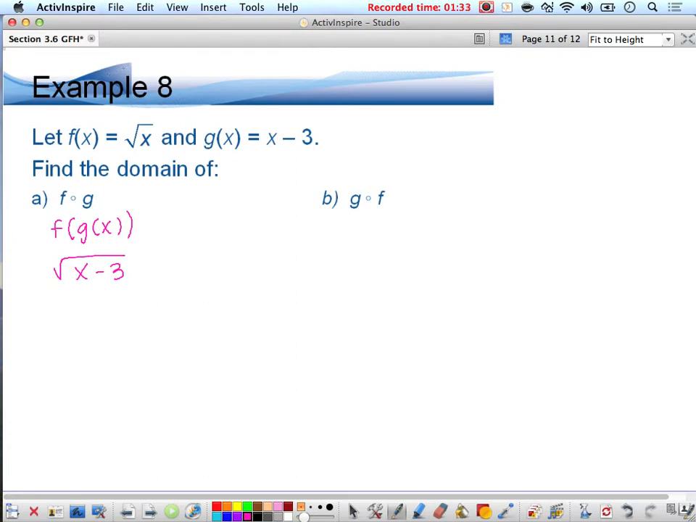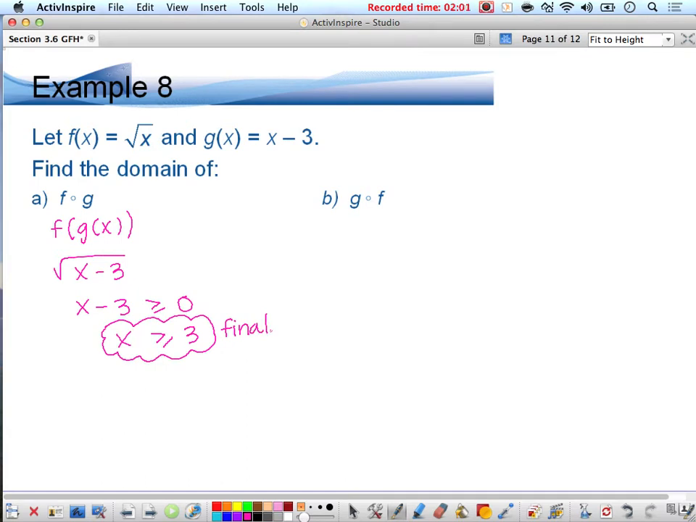Now, we want to find the domain, so we have to consider a couple of things. First, we have to find the restrictions on that final answer. If I look at that, this requires that what's under the radicand be greater than or equal to 0, and that x then is greater than or equal to positive 3. So these are the restrictions given just by your final answer.